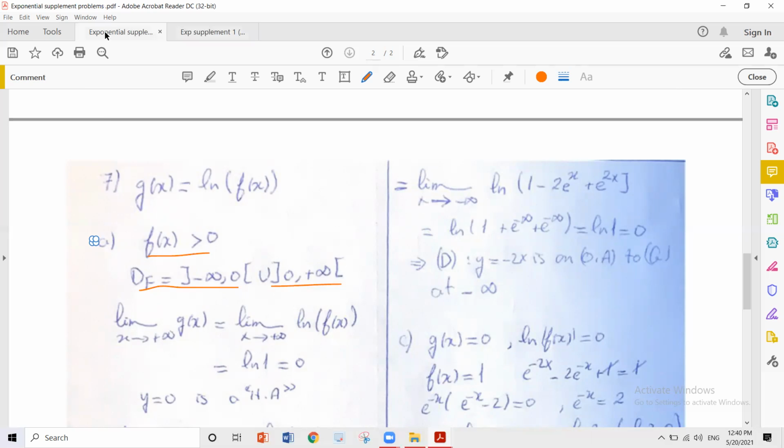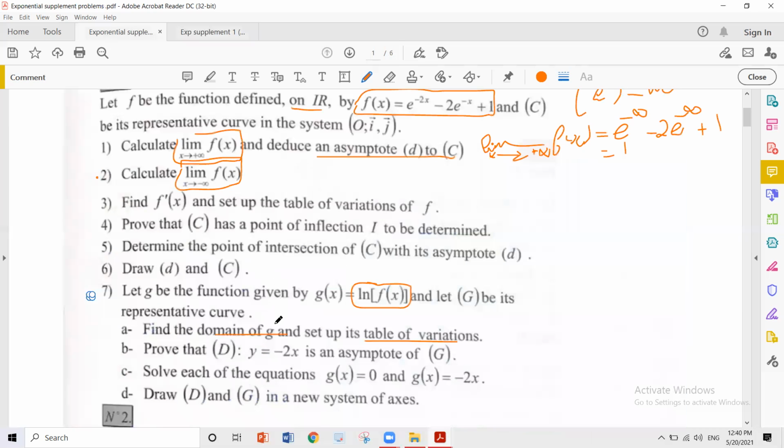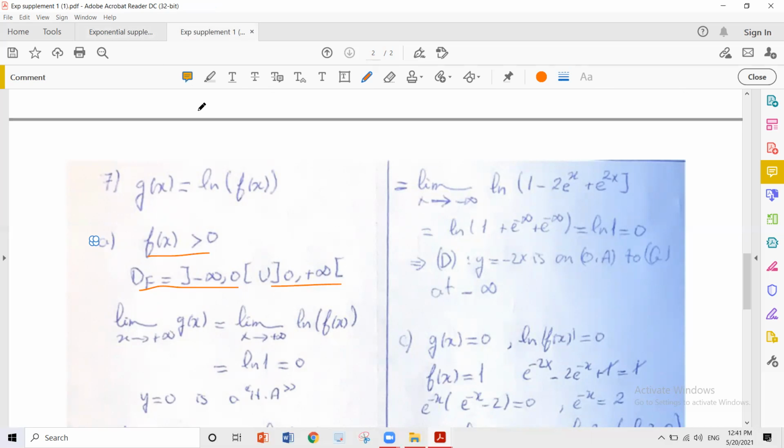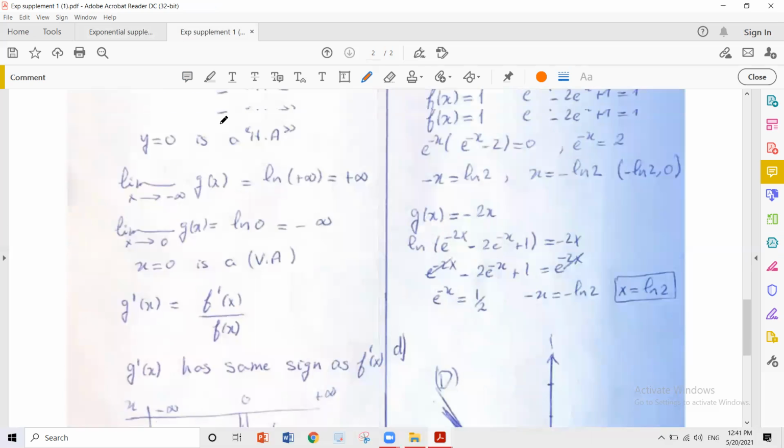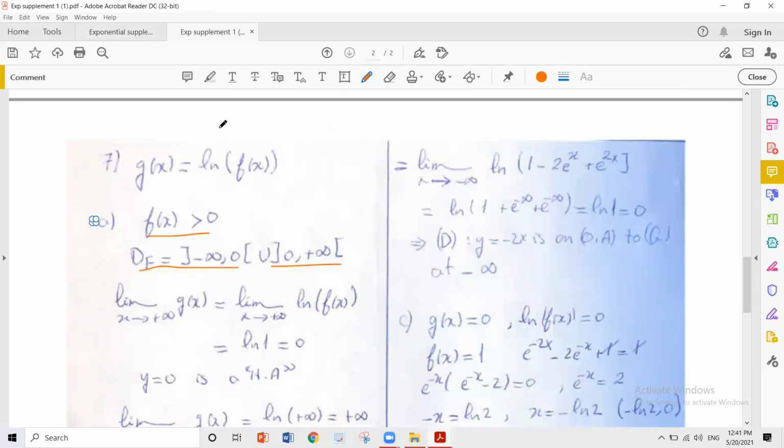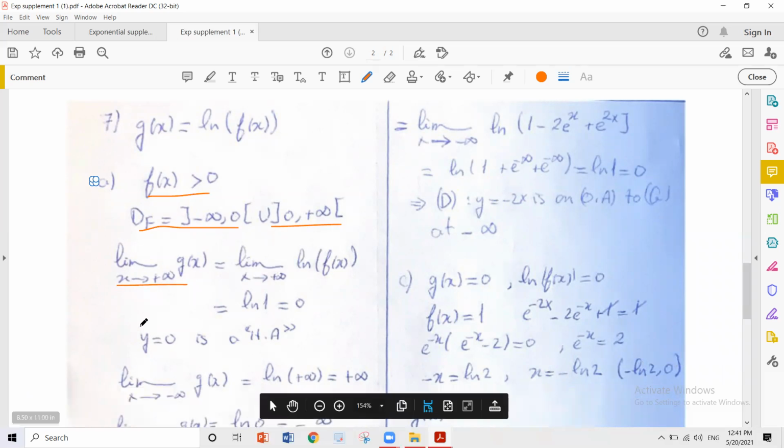Clear about the domain? And set up the table of variations. How to set up the table of variations? Let's determine the limits first. The limit as x tends to plus infinity of g of x equals the limit of ln f of x. At plus infinity, the limit of f of x is 1, so it becomes ln 1, which equals 0.